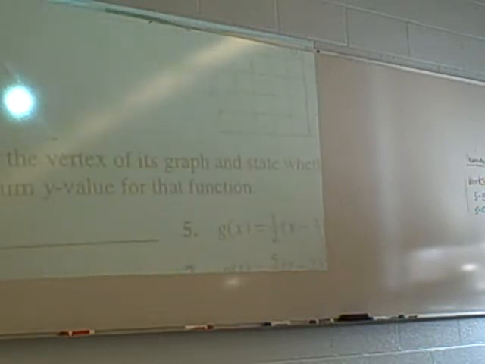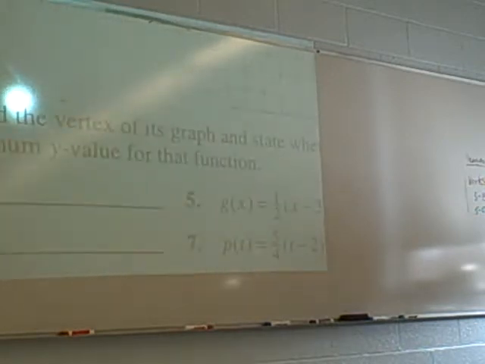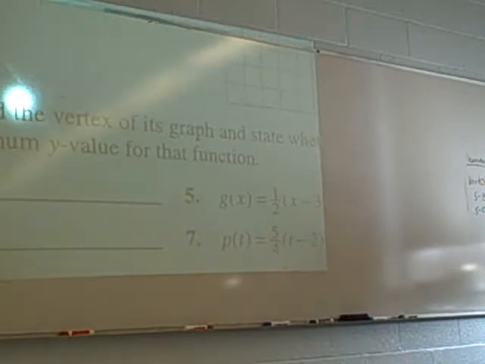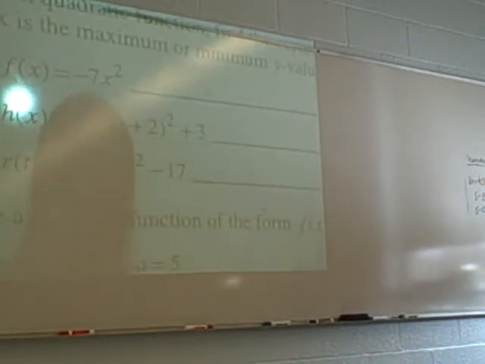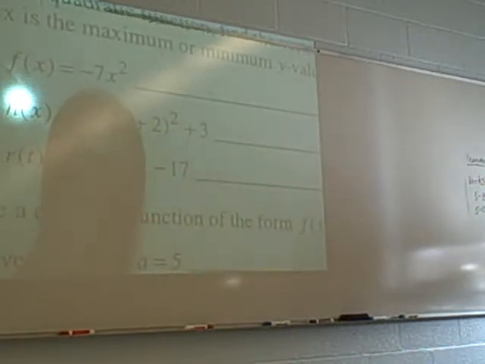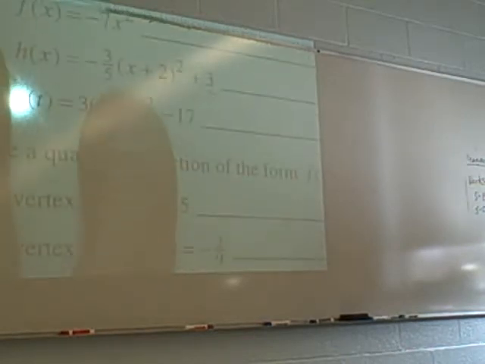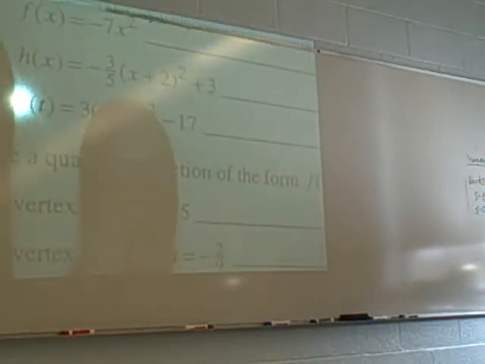Let's see. On this side, for each, and we had to do what? 4, 6, 8. Okay, so on this, find the vertex of its graph and state whether the y coordinate of the vertex is the max or the minimum y value. So in this one, where do we know the vertex is at? 0, 0. And does that reflect a max or a min? Max, because it's negative, it's facing down. Okay, in the second one, it's also facing down, so it's a max.